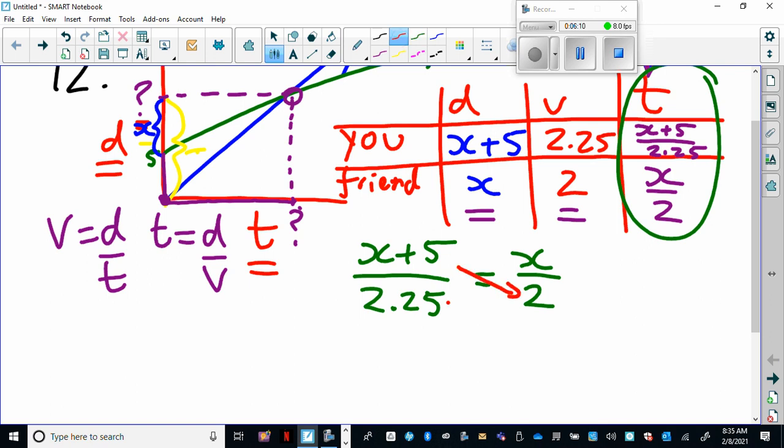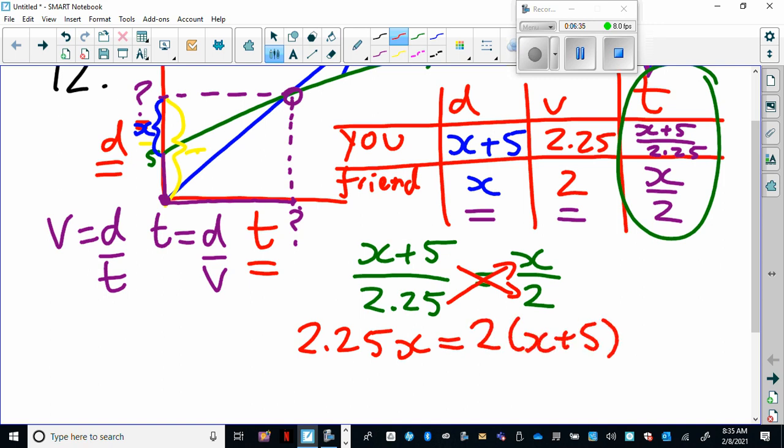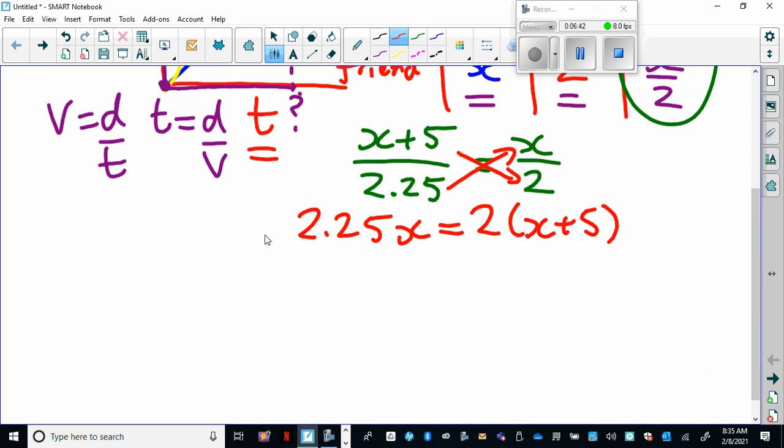You can do that anytime you have fractions on either side of an equal sign. You can cross-multiply. It's just a shortcut method to multiplying both of them by the lowest common denominator, or multiplying both of them by 2.25 times 2. So you cross-multiply, and you get 2.25x equals, and be careful here, make sure it's 2, and then you have to have the brackets. You can't just go 2x plus 5. It's got to be 2 times x plus 5. And then solve this as you would a normal equation.